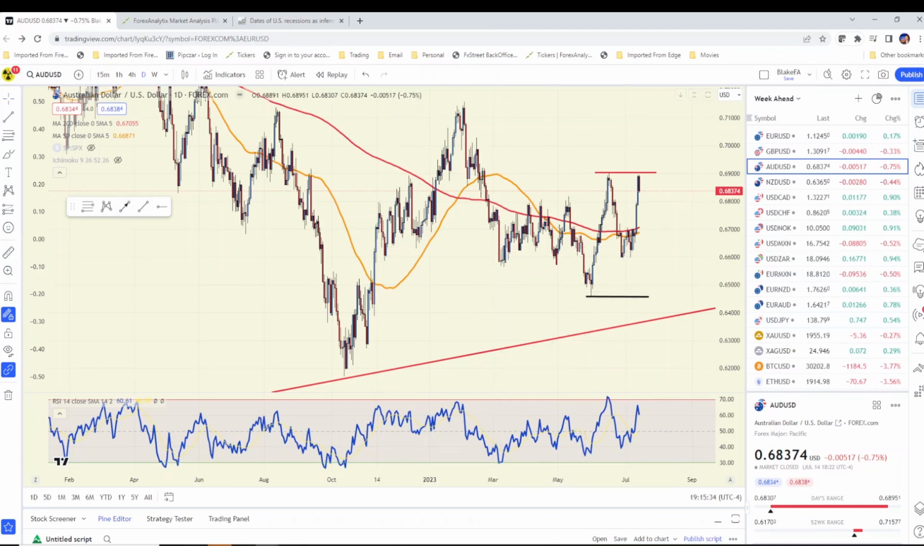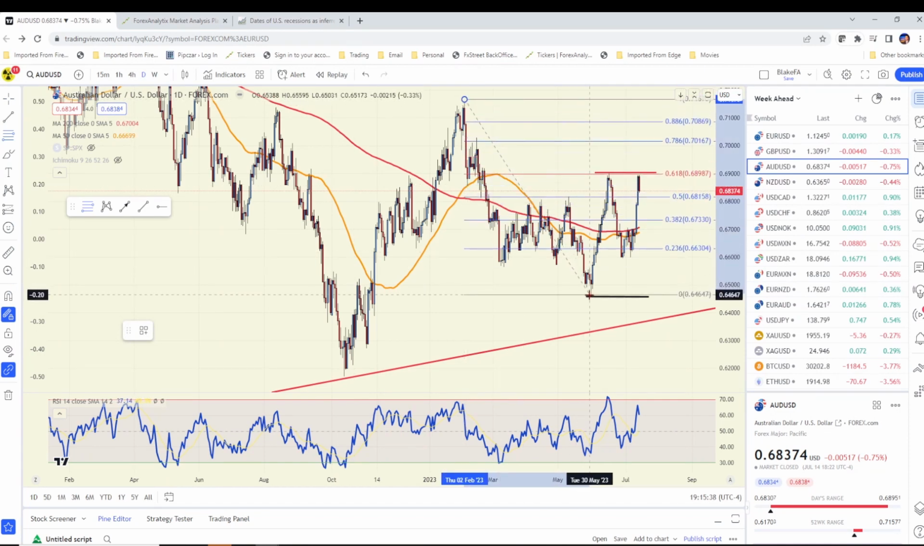And so if I was an Aussie dollar bull, I'd be thinking about that, the failure to break above the 618, to get above this resistance. Could the monetary policy meeting minutes break us out? It's possible, but I'd be more worried about it if it doesn't get above 69 cents.